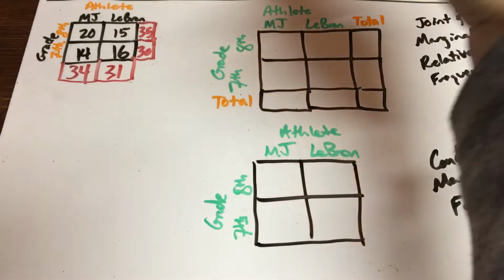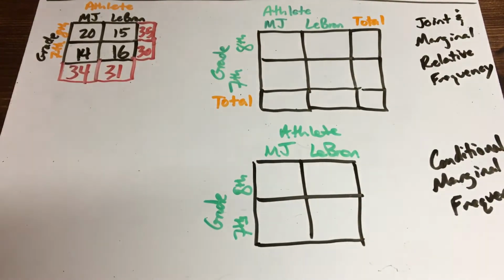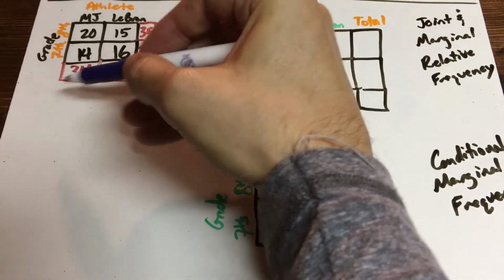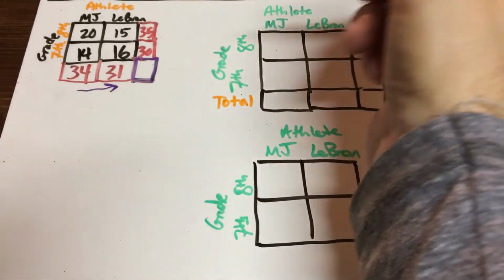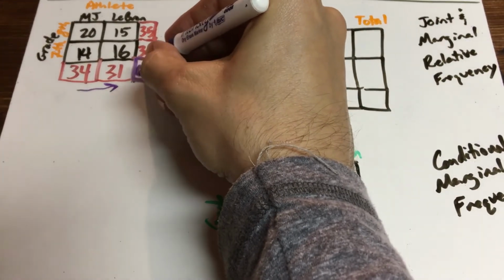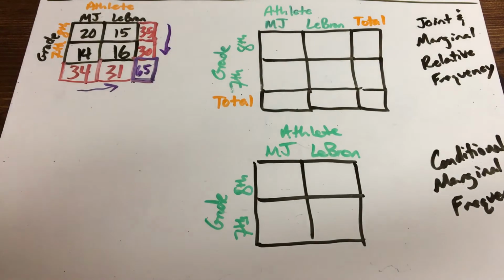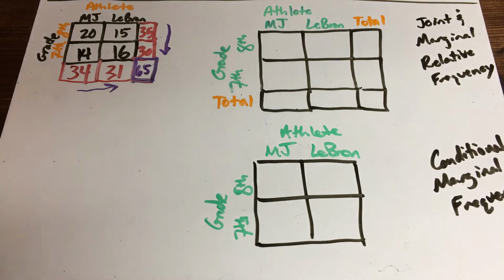And then you know you're doing it right if this box right here, I'll make it a different color because it's kind of special. If this box right here is the grand total, right? 34 plus 31 is 65, isn't it? You should get 65 when you add these two together as well, 35 plus 30. And if you don't get the same number, that's a clue you did it wrong. All right, so there you go. I filled in my marginal. Those are called marginal frequencies.